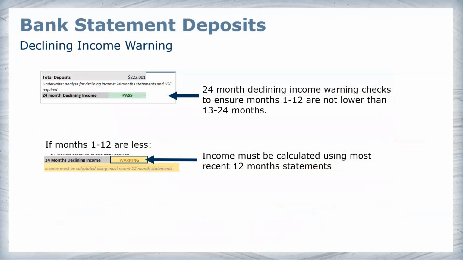The declining income warning looks at months 1 through 12 over months 13 to 24. If months 1 through 12 are less than months 13 to 24, a warning will appear. And the warning will tell you income must be calculated using the most recent 12 months bank statements.